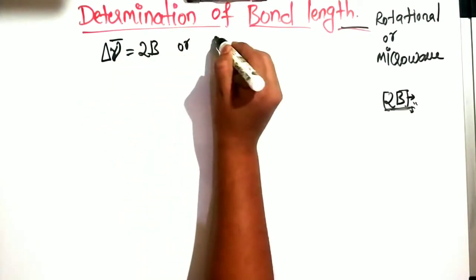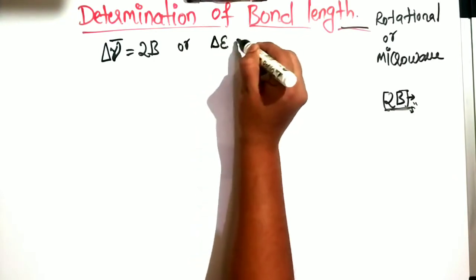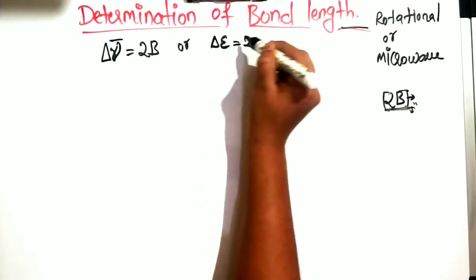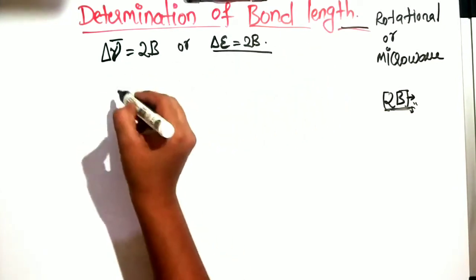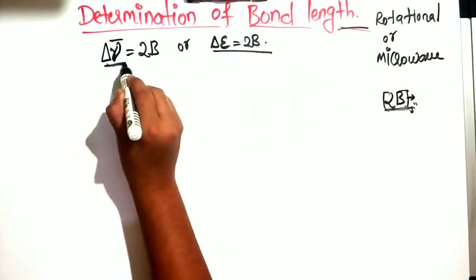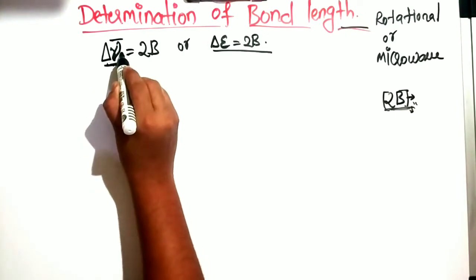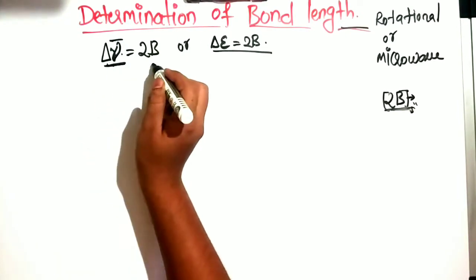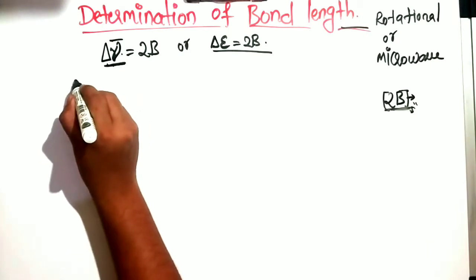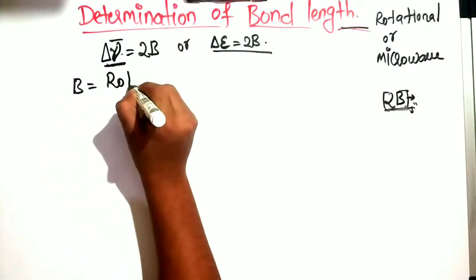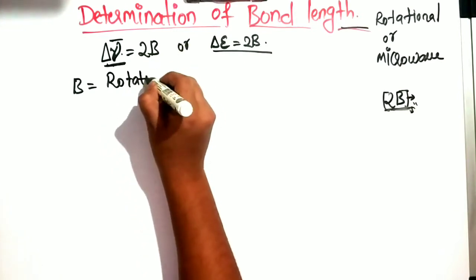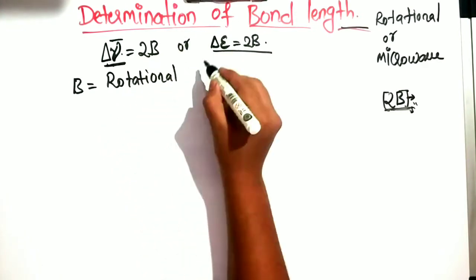Delta nu bar equals 2B. We have studied this thing: delta E equals 2B or delta epsilon equals 2B. But here we'll continue with this term, delta nu bar equals 2B. Where, what is B? B is the rotational constant.